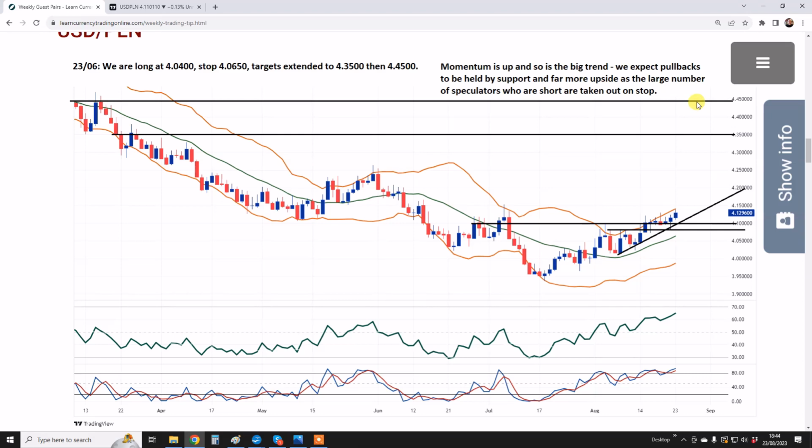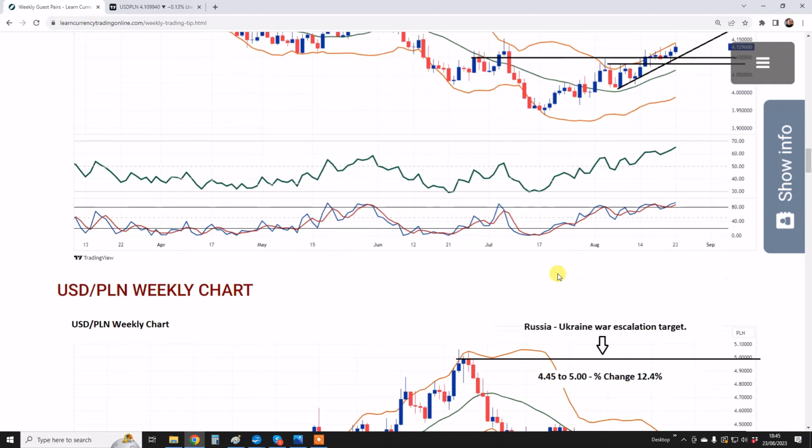Now if we get to 4.45, obviously we've got to get there. Let's say you did buy a breakout above 4.15, stop behind 4.10. What's the risk to reward? It's 6 to 1, isn't it? Okay. Obviously our view's got to come to fruition, but that's where we believe the economic fundamentals point to the USD going. But there's a big problem looming for the zloty.